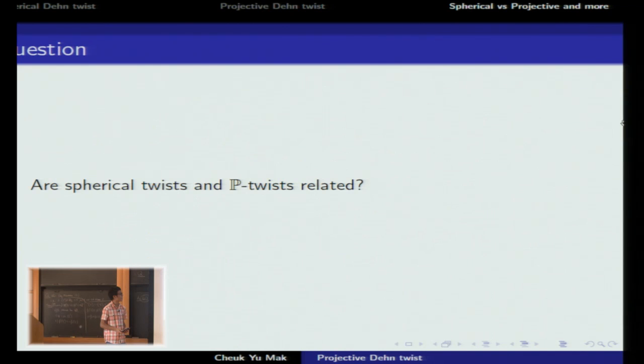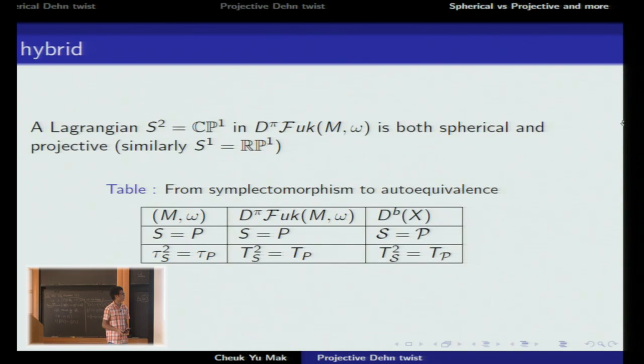But let me talk about something more interesting. The question is whether spherical twist and P twist are related. They are of course related in some low-dimensional cases. For Lagrangian S2 and Lagrangian RP2, S and P are related. The Dehn twist along a sphere twice is the same as the Dehn twist along the projective space.